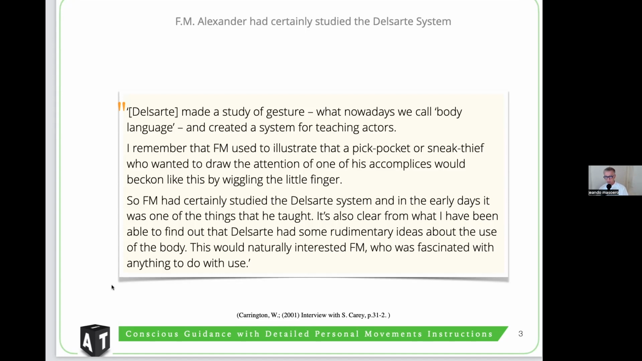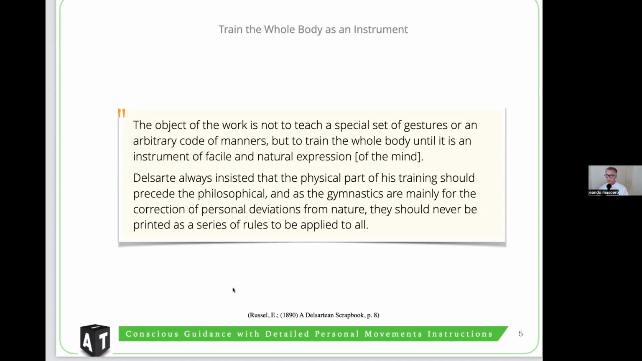My position is, of course, totally different. What I said 10 years ago when I had a few contacts with Penelope Easton and what I say today is exactly the same thing. I have not changed my views. The initial Alexander technique is full of ideas coming from the Delsarte system. So I have taken a few examples of what Alexander could have read.